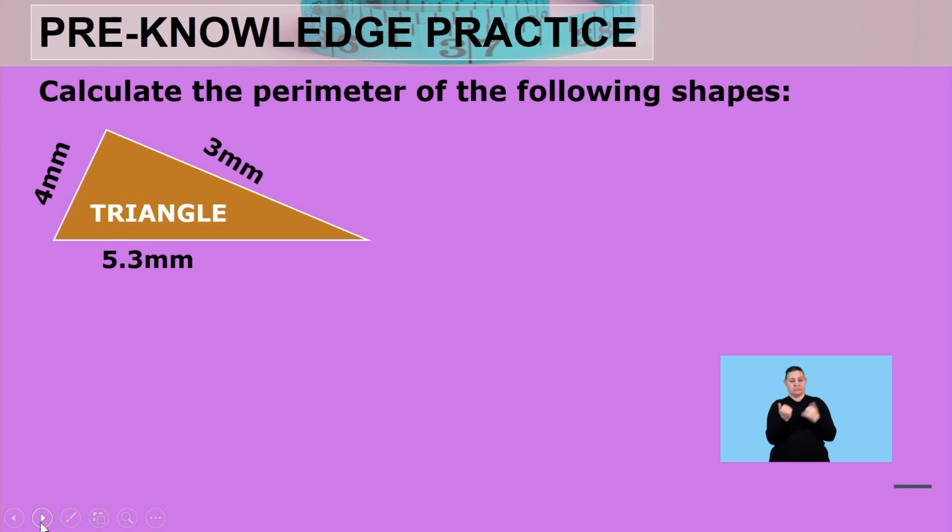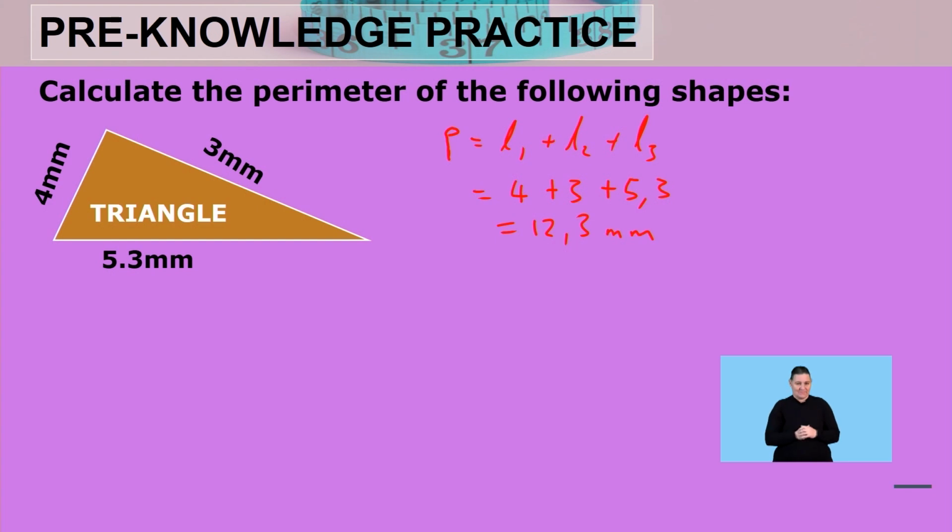So, calculate the perimeter of the following shapes. I've got a triangle. So the perimeter of the triangle is L1 plus L2 plus L3. All right. I've got 4 and 3 and 5,3. And this gives me 12,3, this time millimeters. All right. Moving along. We're working well.